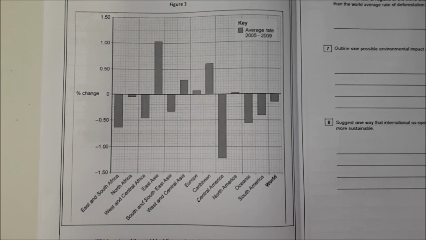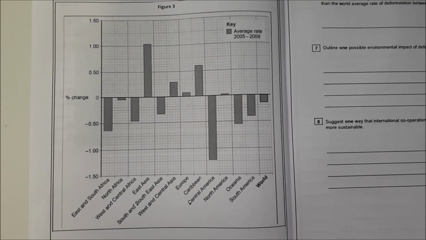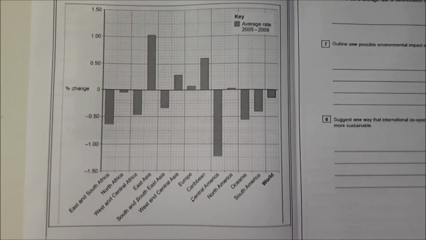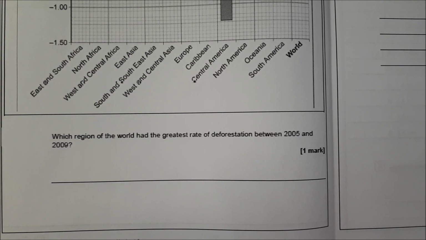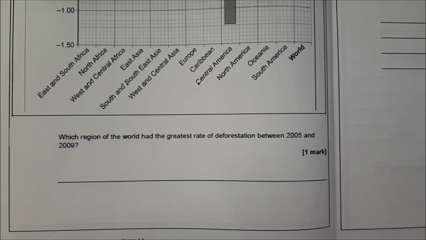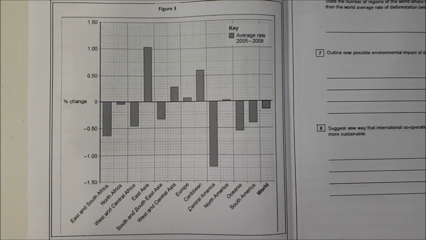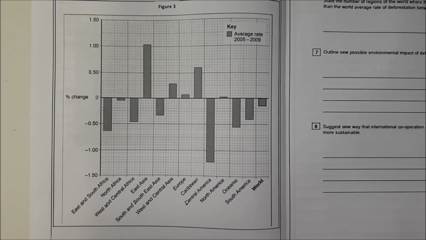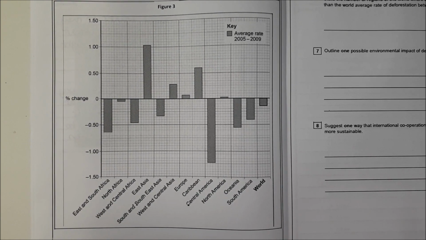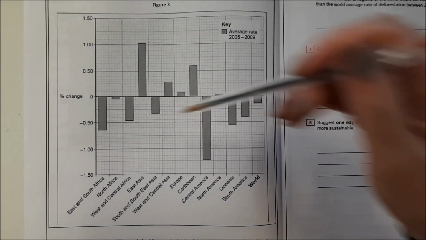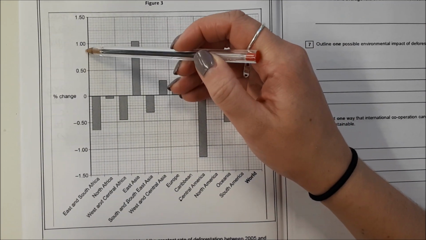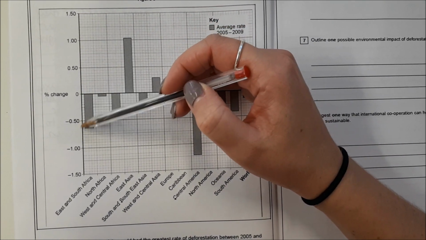And this one was really interesting because a lot of students misread this figure and got it wrong. The question is, which region of the world had the greatest rate of deforestation between 2005 and 2009? Now, if we have a look at the source here, we've got the average rate as the grey bars, and you've got percentage change on the left. So these are positive percentage changes and these are negative.